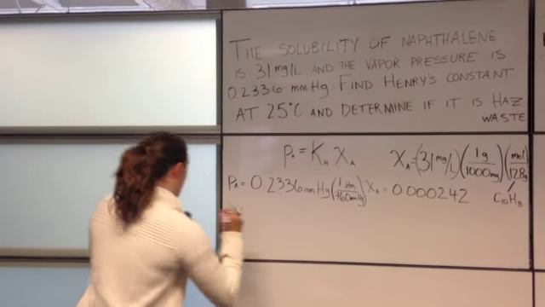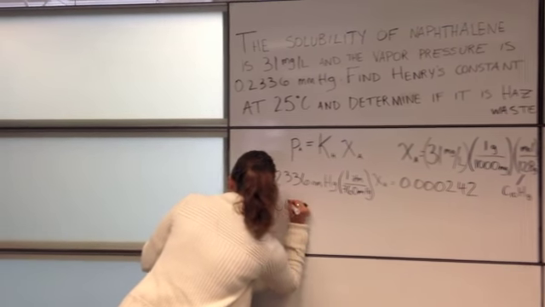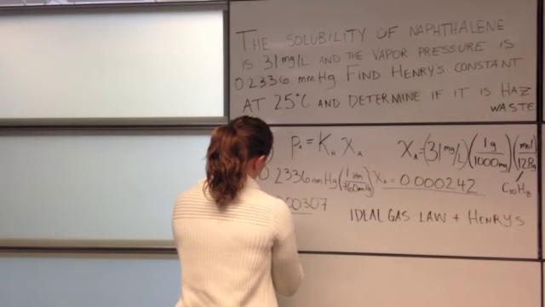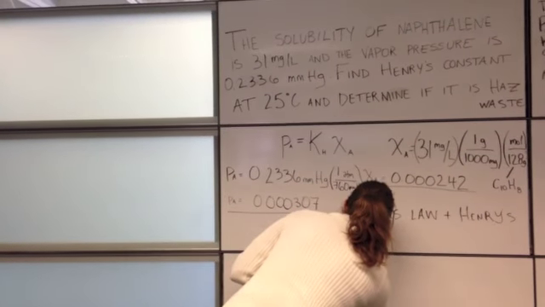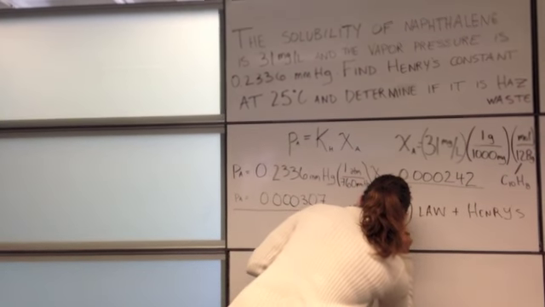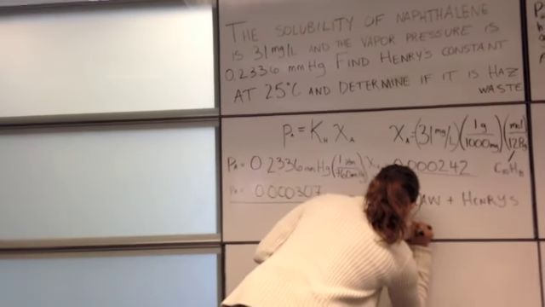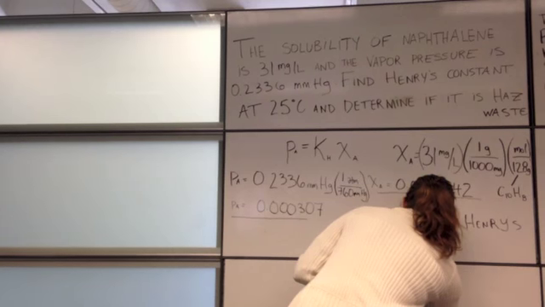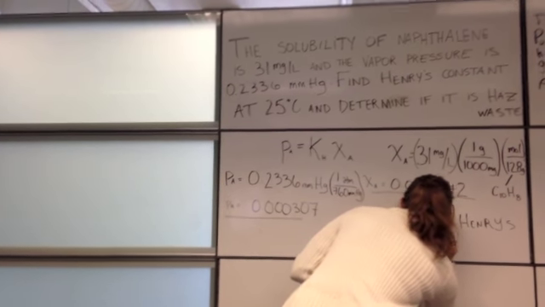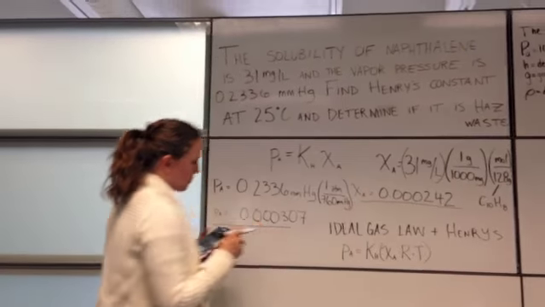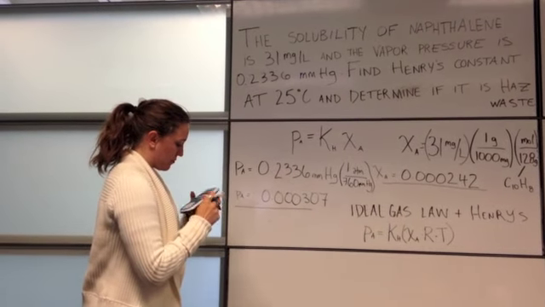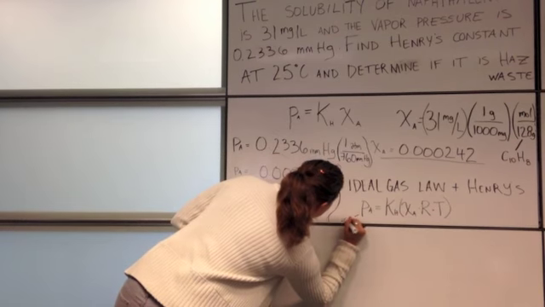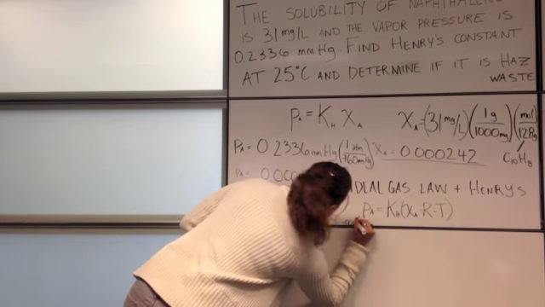To solve this problem, we use Henry's law of P equals Kx. First, we must convert the solubility of naphthalene from milligrams per liter to moles per liter. We do this using the molecular weight of naphthalene, C10H8, which is 128 grams. We get a solubility of 0.000242 moles per liter.